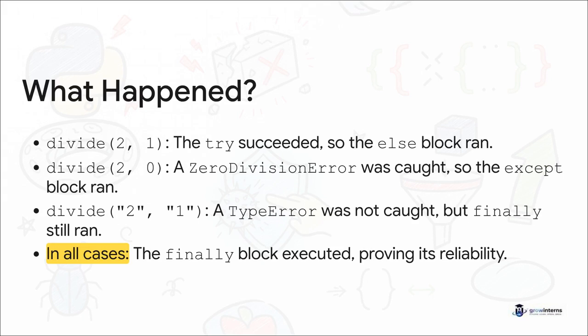So let's just recap what we just saw. The try block is where we put our risky code. The except block is our plan for when a specific thing goes wrong. The else block is our celebration for when everything goes right. But the big takeaway here is that finally is your absolute guarantee. It's the essential cleanup that runs no matter what, giving you this incredibly robust system for controlling how your program behaves, even in the face of errors.